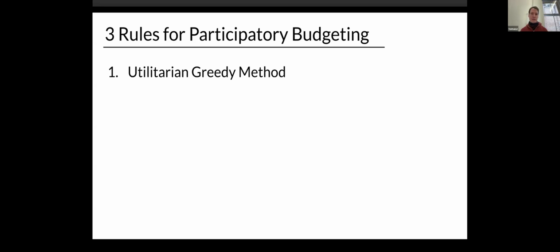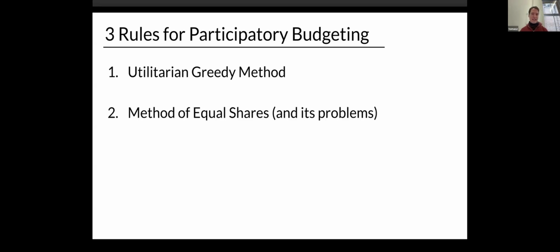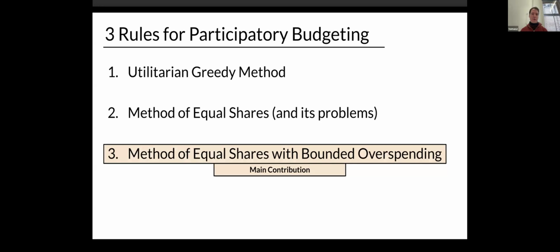So I'll be talking about 3 rules for such a process, and the first one will be the utilitarian greedy method, which is currently the most commonly used method for participatory budgeting, and it's actually very bad. The second method, which is much better, is called the method of equal shares. It was recently proposed, and it's already used in some of the cities, and it's much better, but unfortunately also has some problems. I will be discussing them. And finally, I will be talking about the method of equal shares with bounded overspending, which is a new rule for participatory budgeting that we are introducing in this work. Finally, I will also do some comparison on real-world data, to see how they perform.